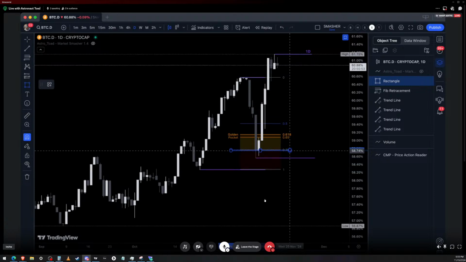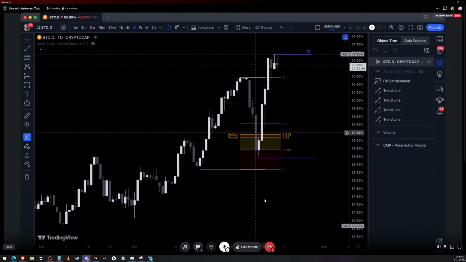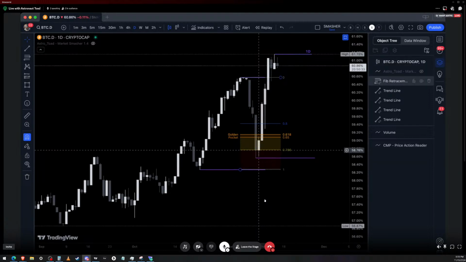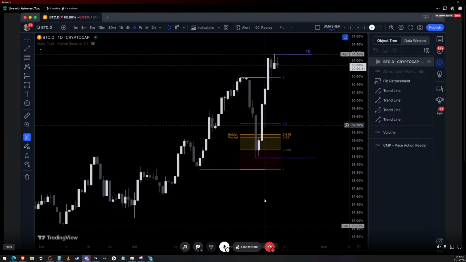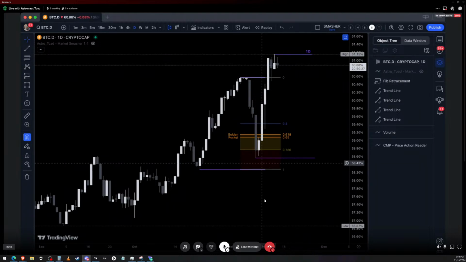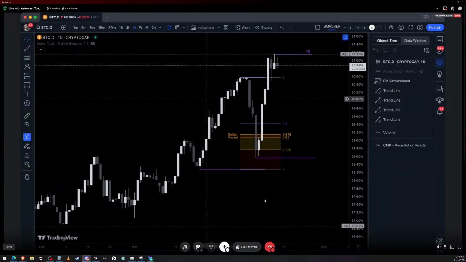Because basically the problem is price didn't do anything at this 618. It just sliced right through it and went all the way down to the 786 and closed. If I see that, I have to expect that it's going to tap this first. I don't really want to trade against a direction where price is just absolutely destroying what should be support. And even if you have a big stop level, that's a lot of drawdown.